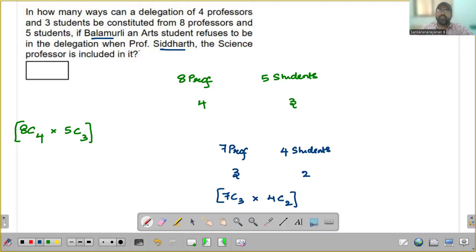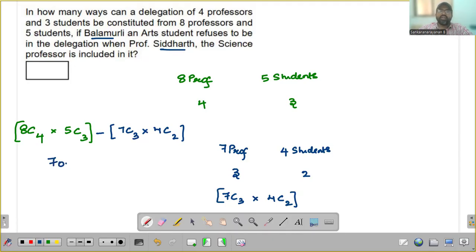So what you should do here, from the total number of possibilities for forming this delegation, you exclude those possibilities where Balamurali and Professor Siddharth are together in the delegation. You subtract it. So 8C4 into 5C3, from that you subtract 7C3 into 4C2. Got it? Now, we can easily calculate 8C4 into 5C3. The value is equal to 700.